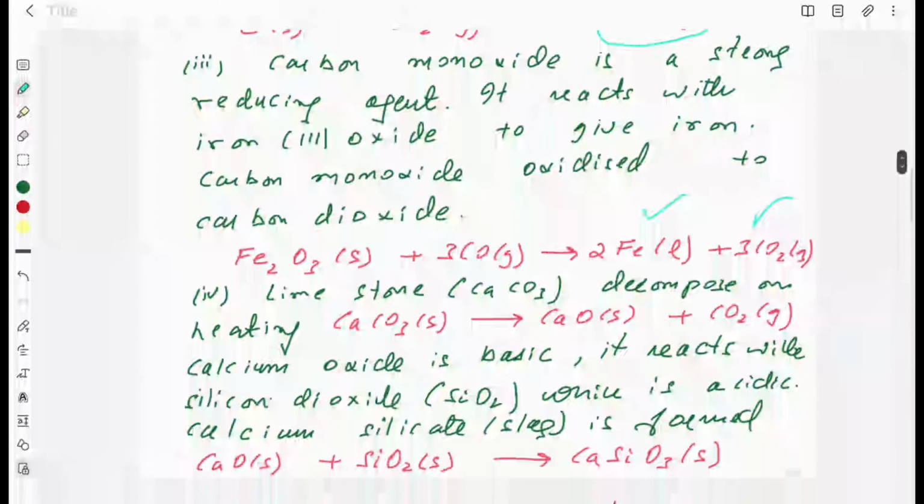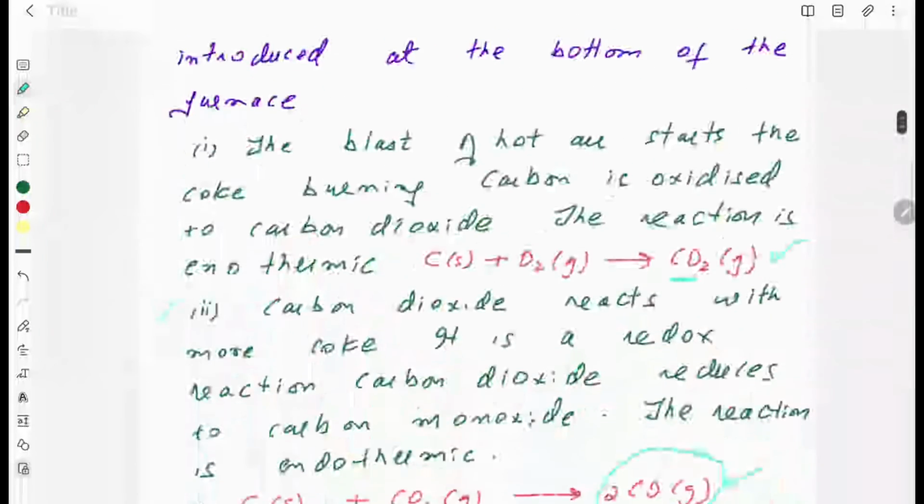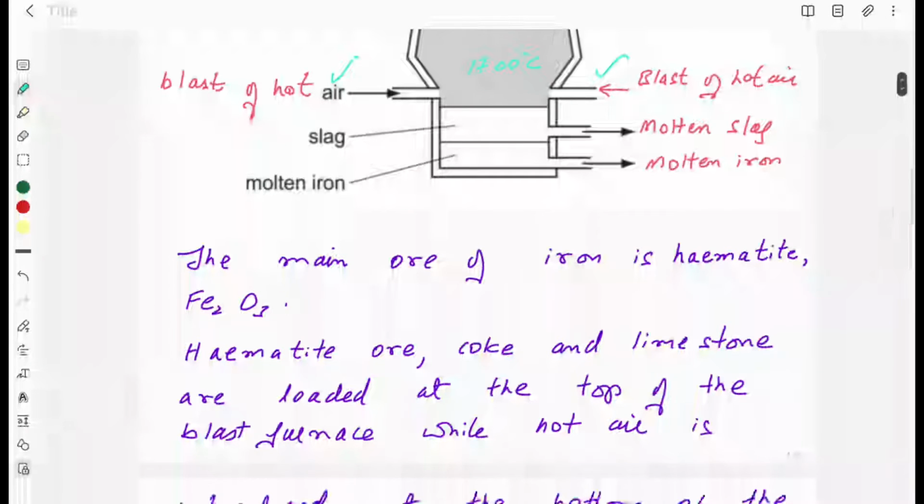And limestone, calcium carbonate, decomposes on heating at high temperature to calcium oxide and carbon dioxide. Calcium oxide is a basic oxide, as I told you. It reacts with acidic SiO2 to give you calcium silicate. Calcium silicate is slag. It floats, you can see in the diagram, on the surface and can be removed from here. While the molten iron settles at the bottom, and it also can be removed from here.